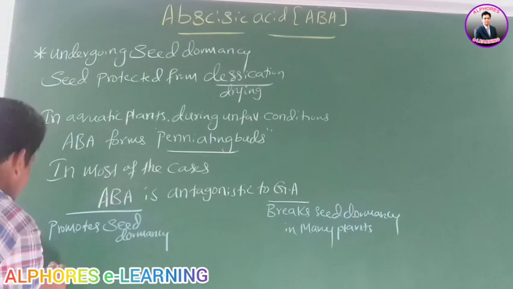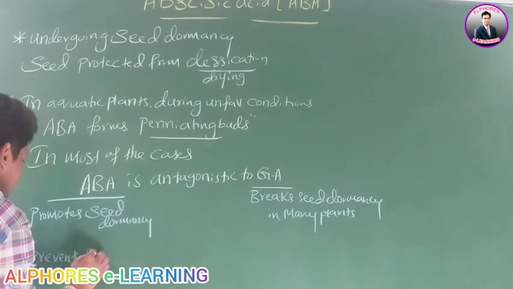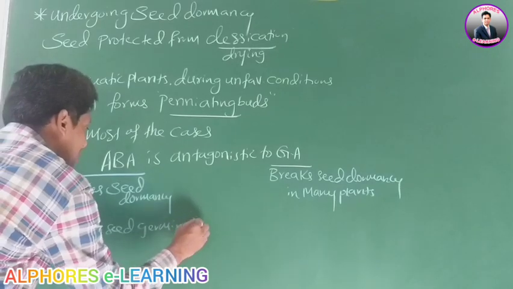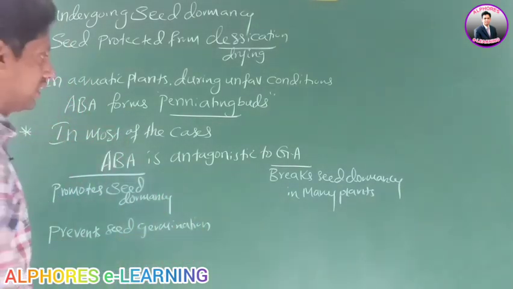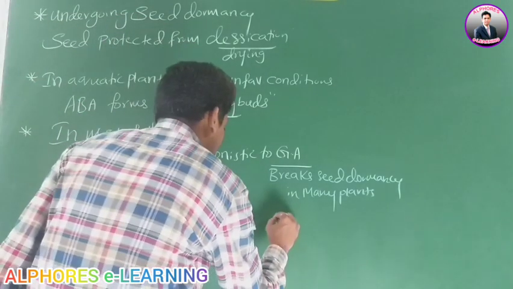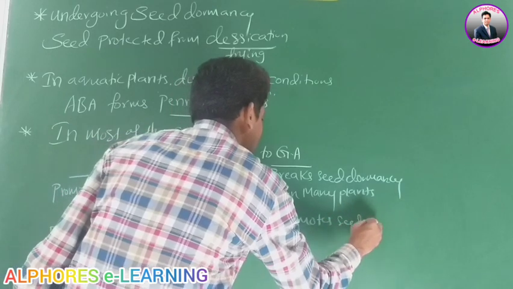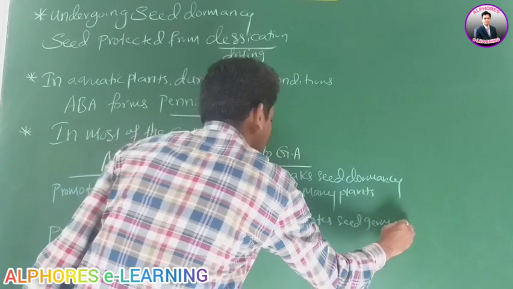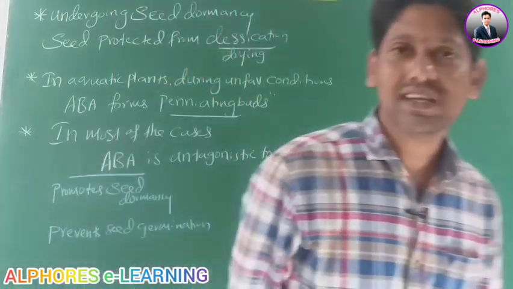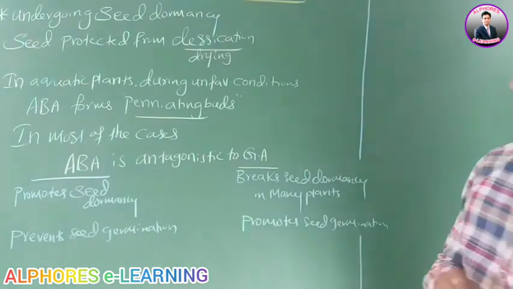Abscisic acid prevents seed germination, whereas gibberellic acid, what does it do, sir? Gibberellic acid promotes seed germination. Is it okay? With this, we completed what, sir? Abscisic acid.